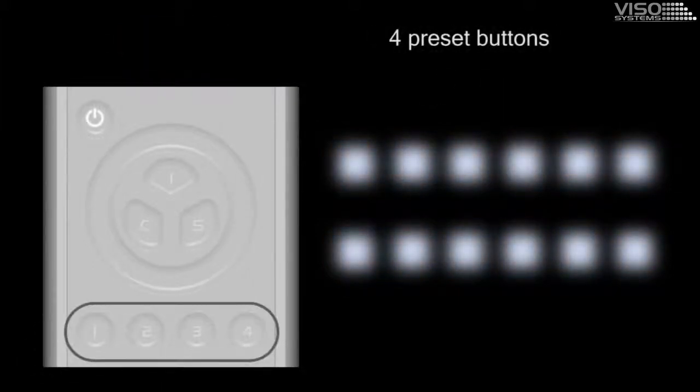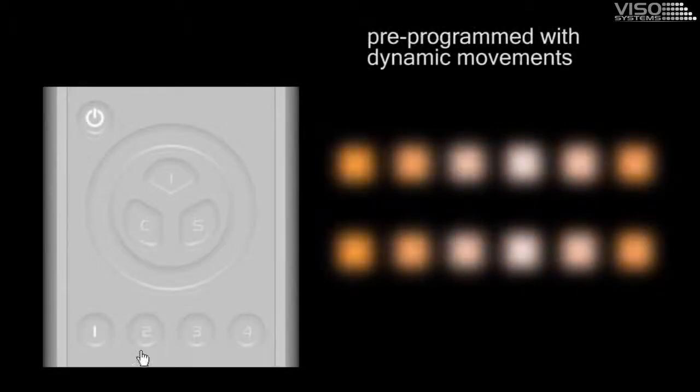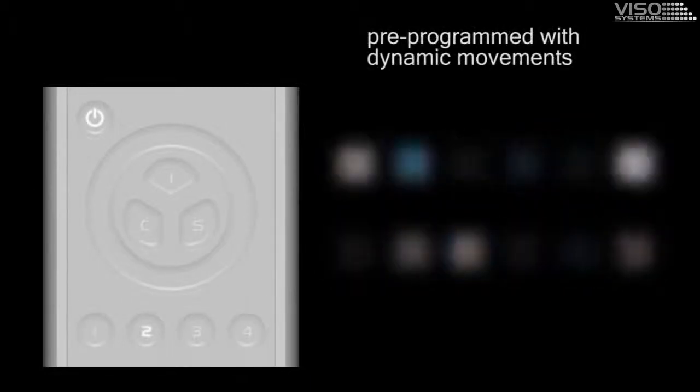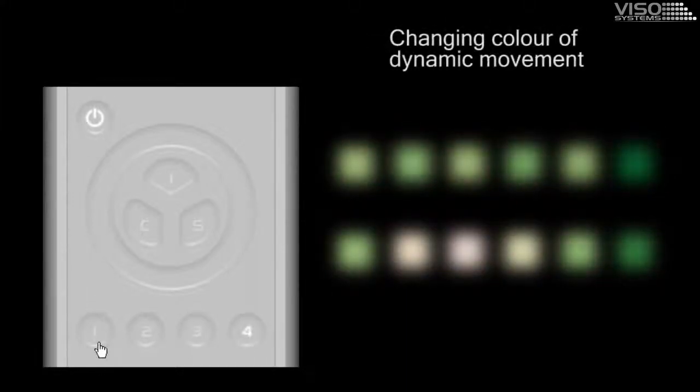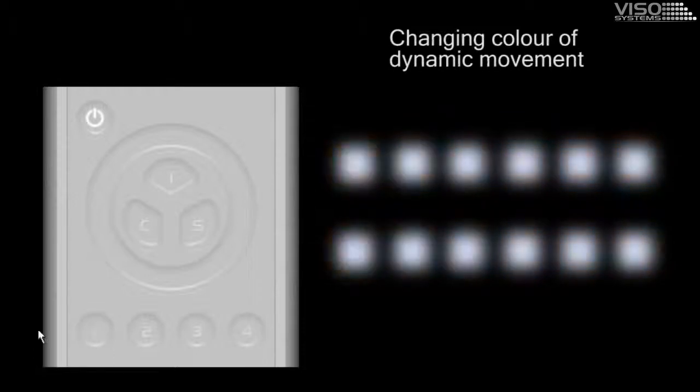On the bottom of the controller, you will find four preset buttons, which have been pre-programmed with dynamic movements. If you'd like to change the color of a dynamic movement, simply select the preset, and then select Color button, and you can now change the color by dialing the wheel.